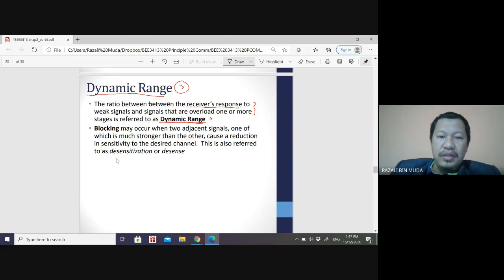Blocking may occur when two adjacent signals, one of which is much stronger than the other, cause a reduction in sensitivity to the desired channel. This is also referred to as desensitization or desense. So blocking is also something related to dynamic range.